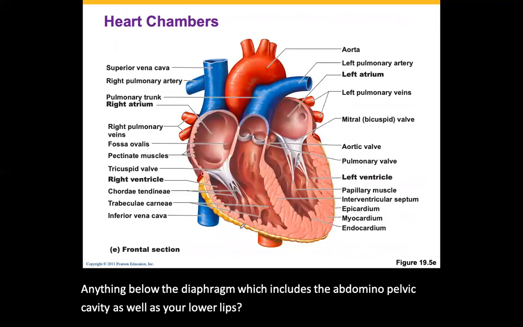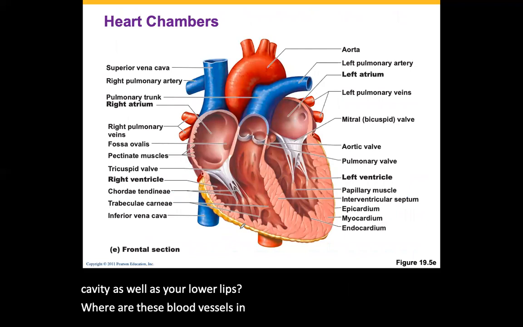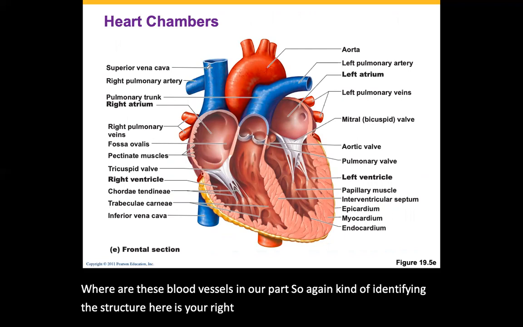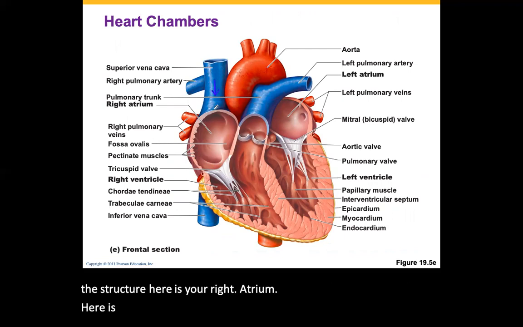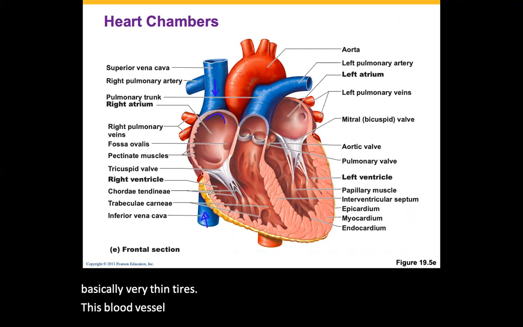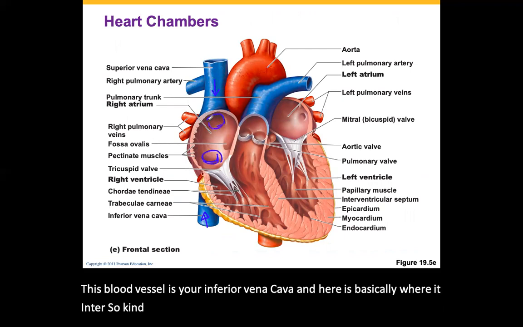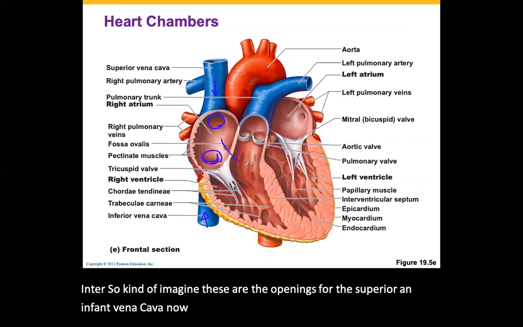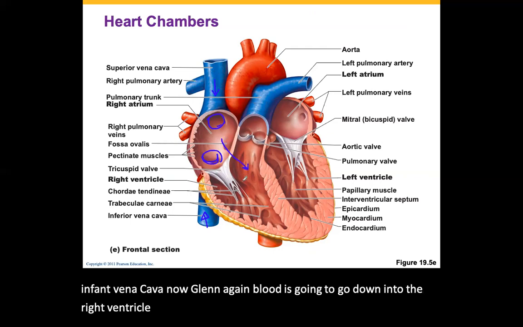So where are these blood vessels in our heart? So again, kind of identifying the structure. Here is your right atrium. Here is the superior vena cava coming from the top, and here is basically where it enters. This blood vessel is your inferior vena cava, and here is basically where it enters. So kind of imagine these are the openings for the superior and inferior vena cava. Now again, blood is going to go down into the right ventricle, and the right ventricle is where the blood is going to get pumped outside.